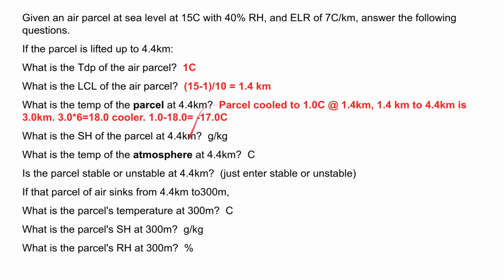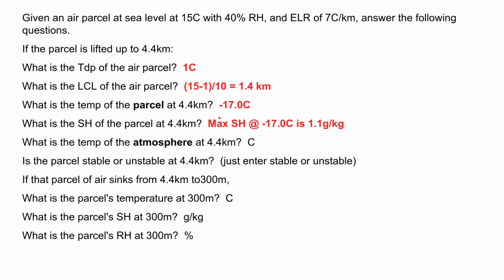Notice, because this is a parcel temperature or an atmospheric temperature, I've rounded it to 1 decimal place. Dew point temperatures, round those to a whole number. Lifting condensation level, round that to a tenth. And the next question, what's the specific humidity of the parcel? Well, we know what the temperature is, so all we have to do is look it up on the chart, and we can find out the maximum specific humidity at negative 17 degrees Celsius is 1.1 grams of water vapor per kilogram of air.